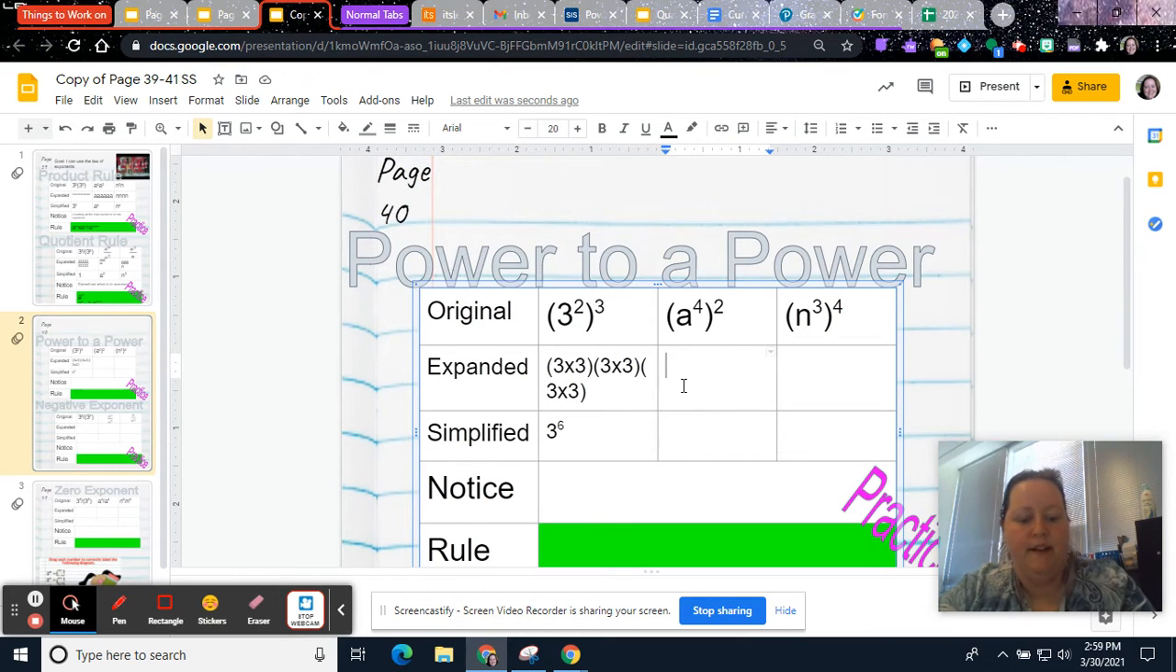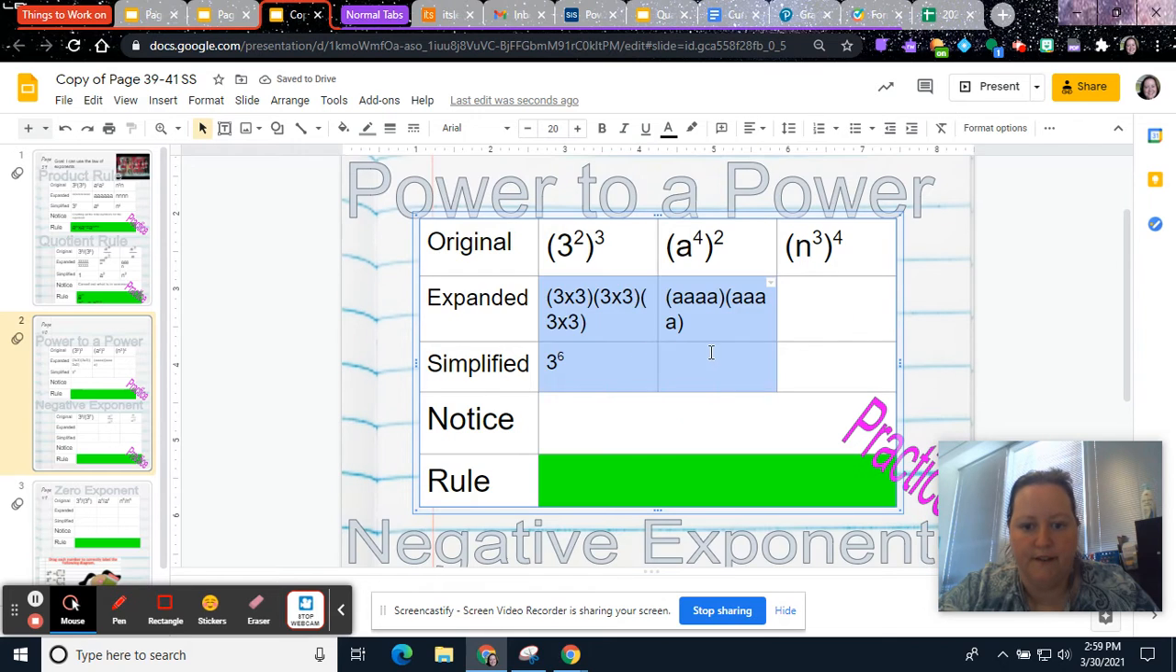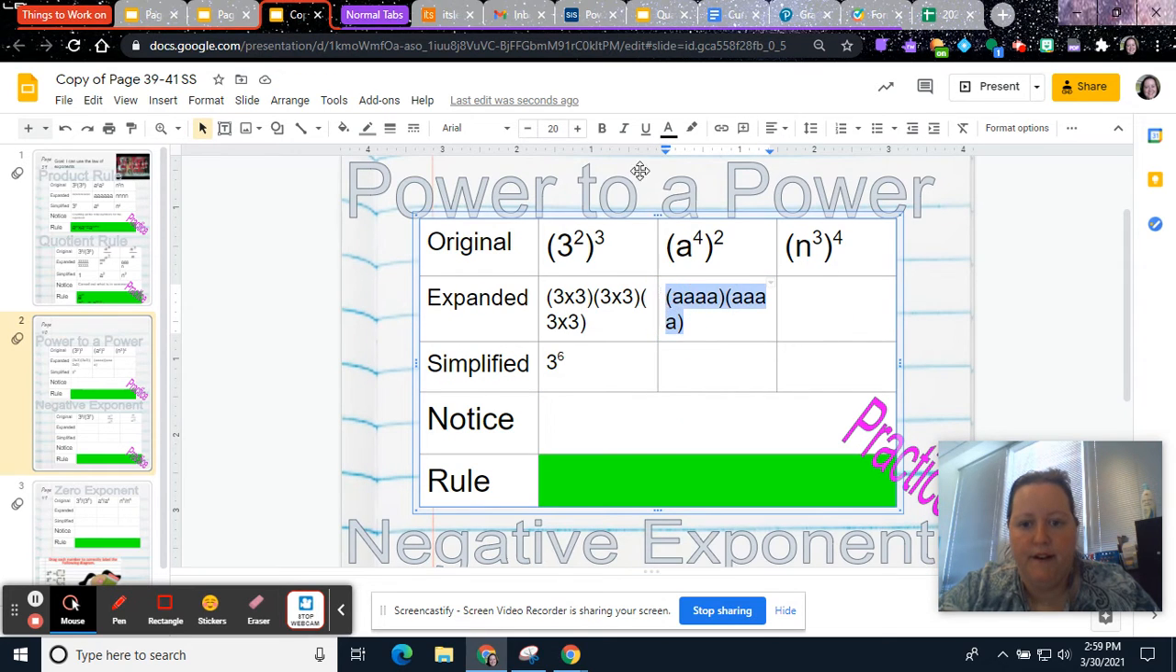Let's try an a. If I'm doing a to the 4th squared, there's a to the 4th, and then I'm squaring that, which means I'm multiplying that by a to the 4th again. I'm going to shrink that a little because I'd rather have it all on the same line. There we go. And so when I simplify that, how many times am I multiplying a together? 8 times.